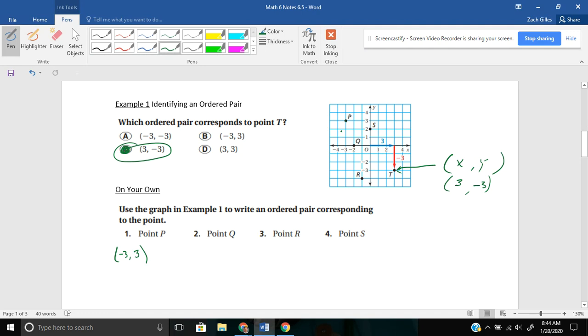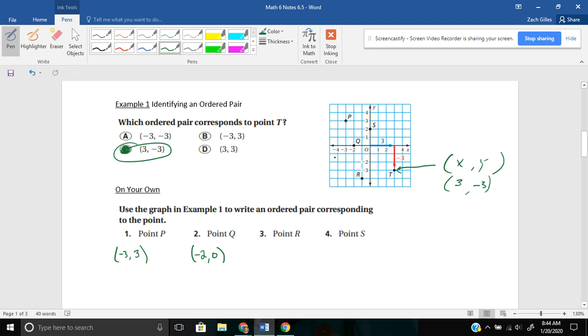Number 2, point Q is right here. X coordinate first. I had to go left 2. So left 2 would be -2. And up and down 0. I didn't go up and down at all. So -2, 0. If they asked you to describe the location of this point, it actually wouldn't be in a quadrant. You would say it'd be on the x-axis.